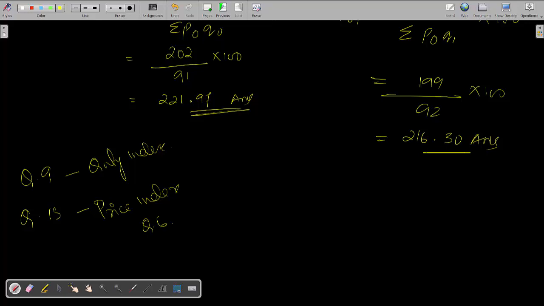Clear? So with this we have come to the end of this chapter. There's one more method, the weighted average method, but it is out of the topic, so we will only be discussing the weighted aggregate method, which is Paasche's and Laspeyres' method. So with this, we have come to the end.